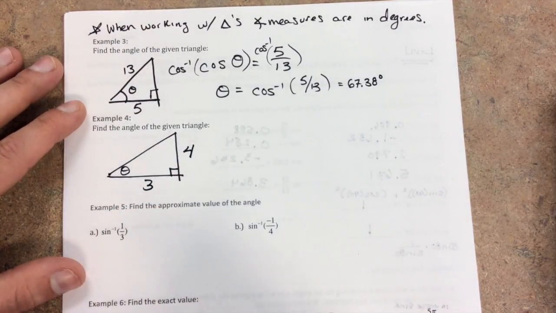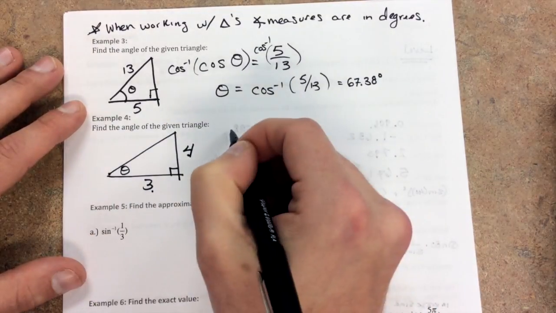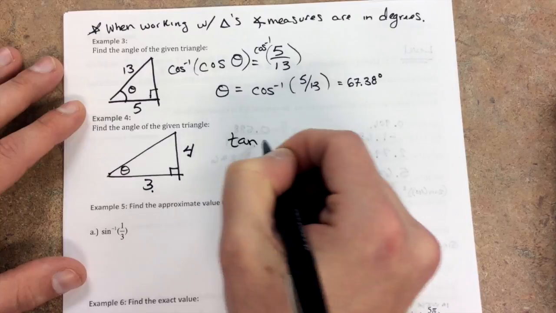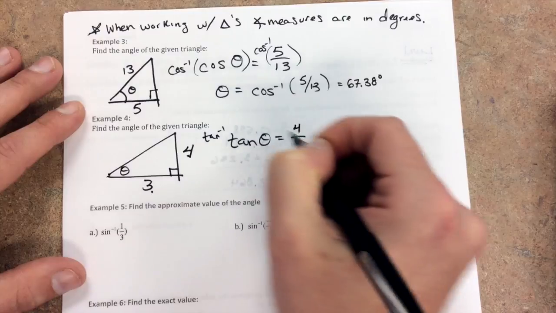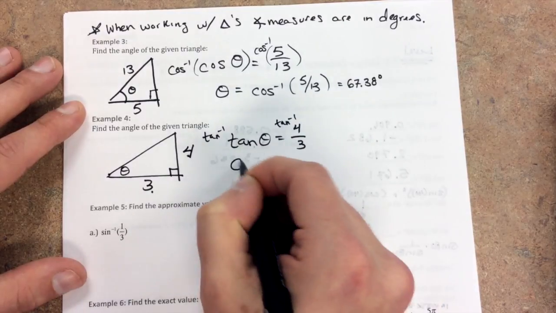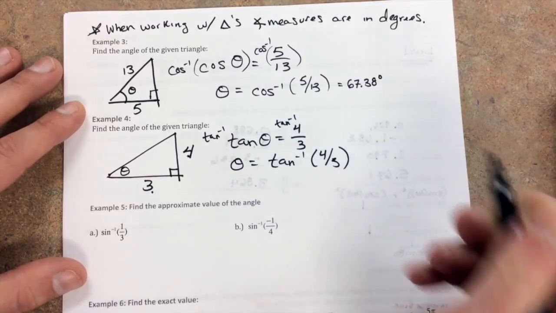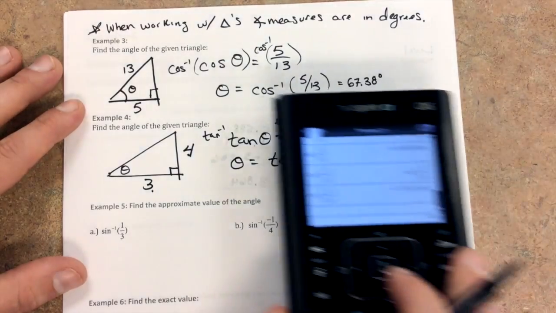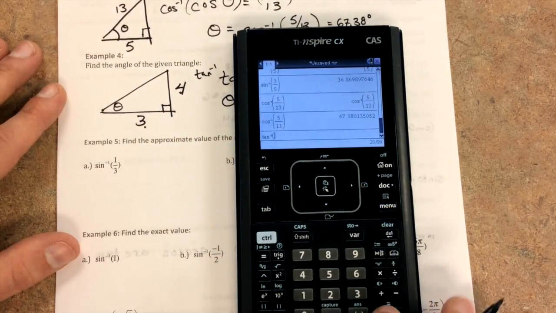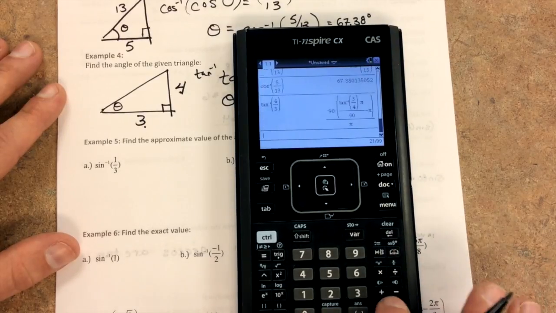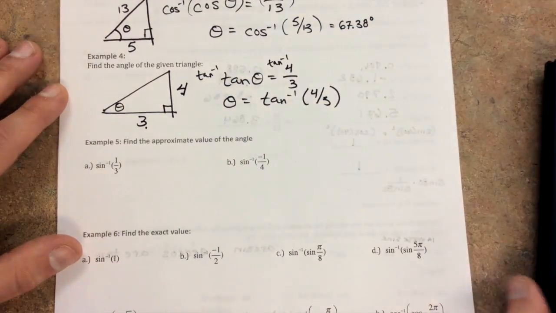Let's say we're given this information. So now we've used sine, we've used cosine. So opposite, adjacent, so that's tangent. So tangent of our angle is equal to 4/3. So if we took the inverse tangent of both sides, we would have theta equals the inverse tangent of 4/3. So if I did that, again, hit the trig button, go to inverse tangent, 4/3, and I hit enter, we get 53.13 degrees.